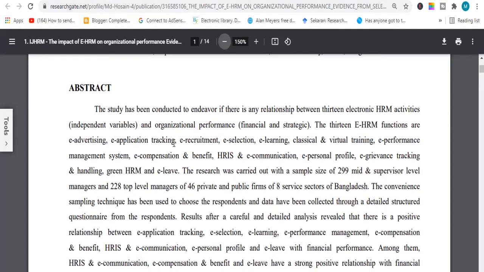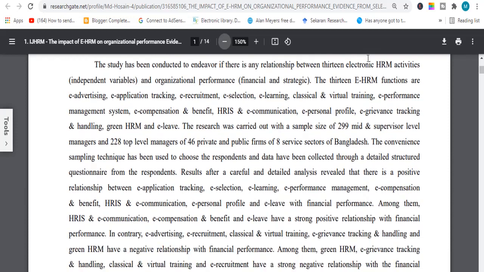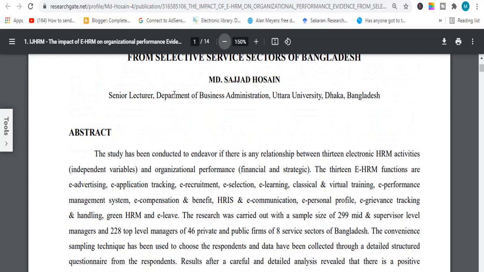As you can see, here it is, the last example. Here the study has been conducted to endeavor if there is a relationship between electronic HRM activity. So you can also write your abstract in this way. So learners, I tried my level best to show you some examples of good abstracts, how an abstract looks like, the elements of abstract, and how abstract is written. I hope I made myself absolutely clear to you.